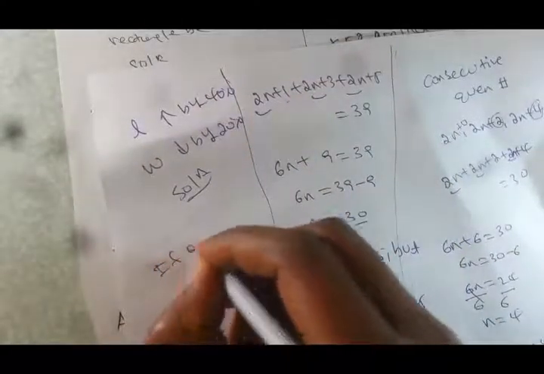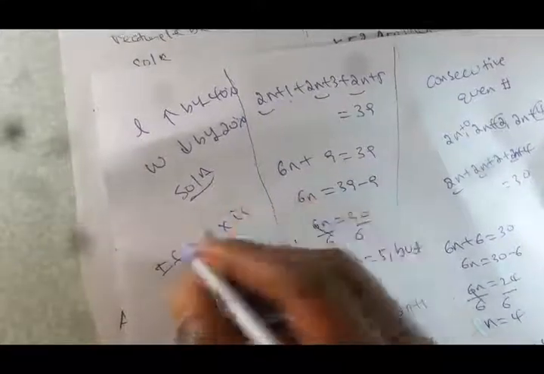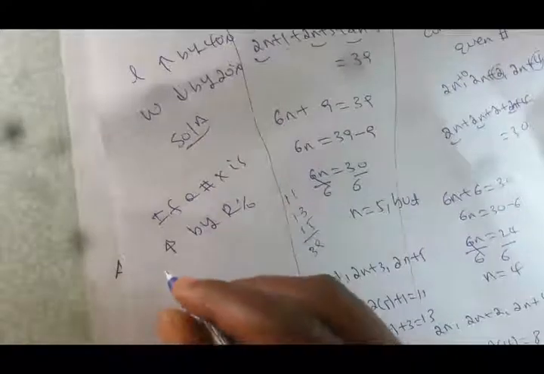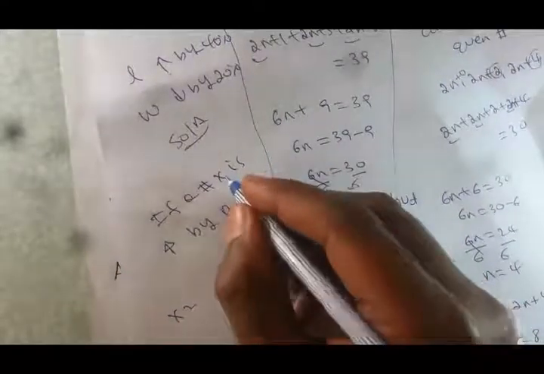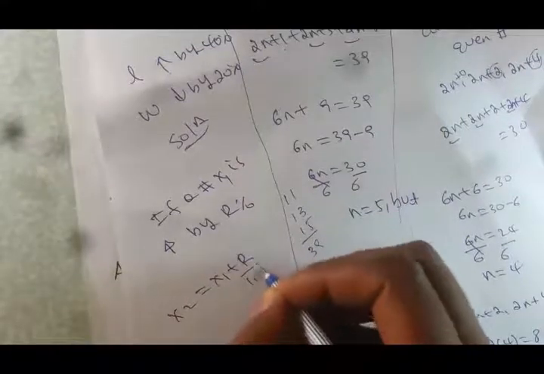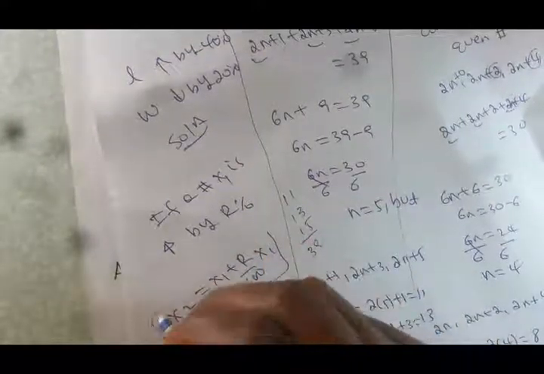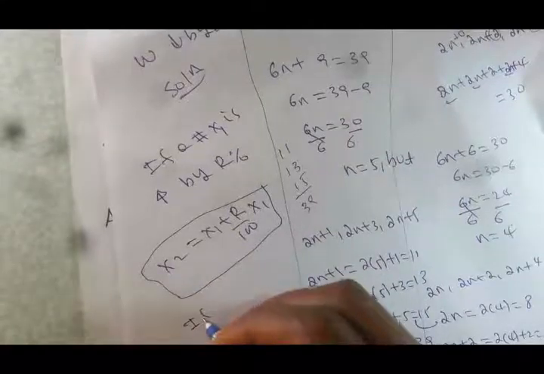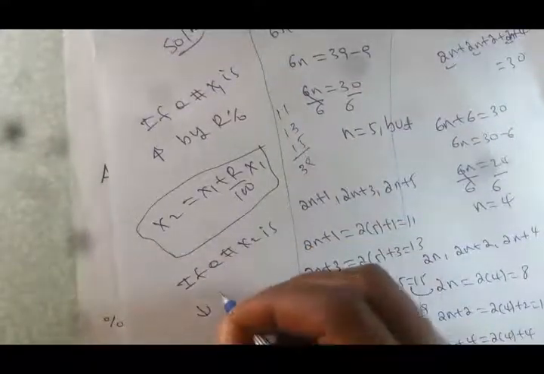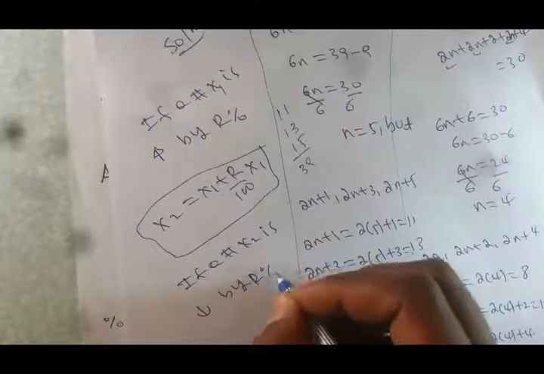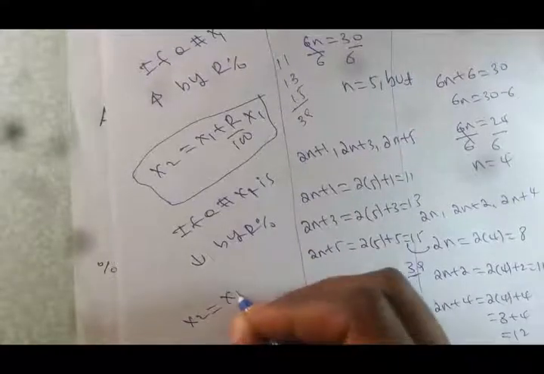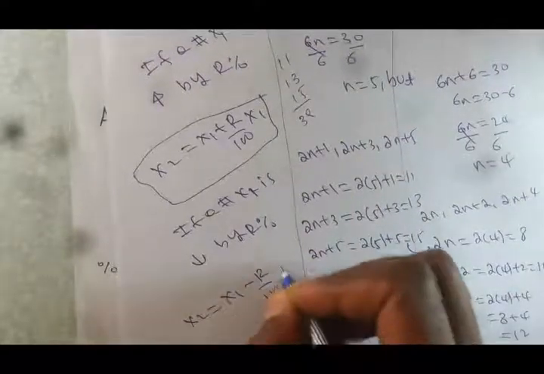If a number x1 is increased by r%, then the second number x2 equals x1 plus r over 100 of x1. This is the first formula. And if a number x1 is decreased or reduced by r%, then x2 equals x1 minus r over 100 of x1.